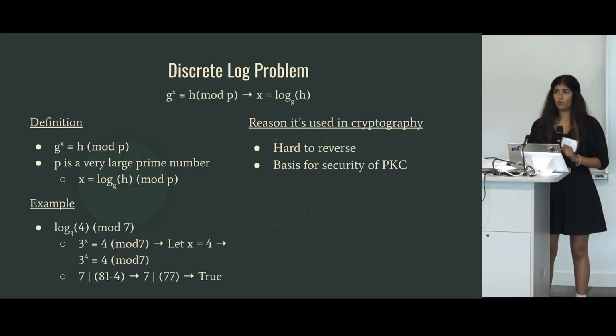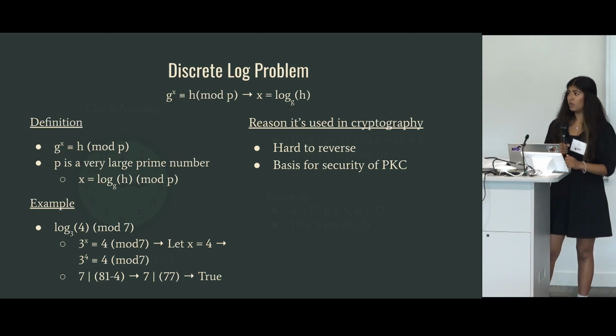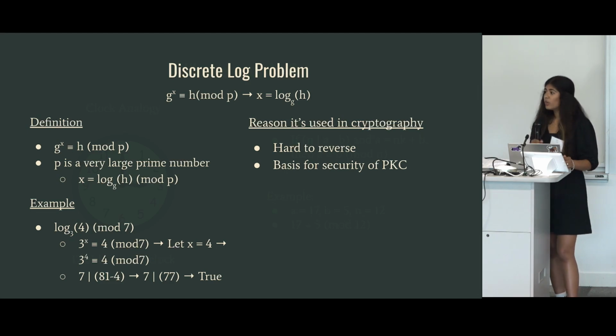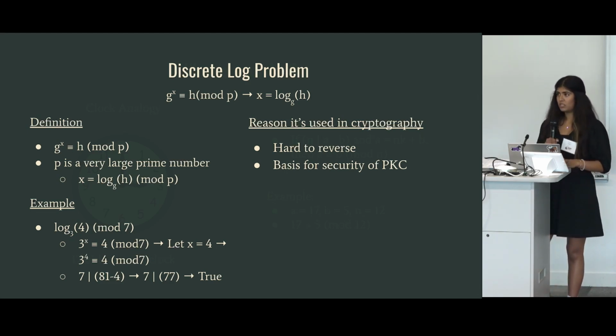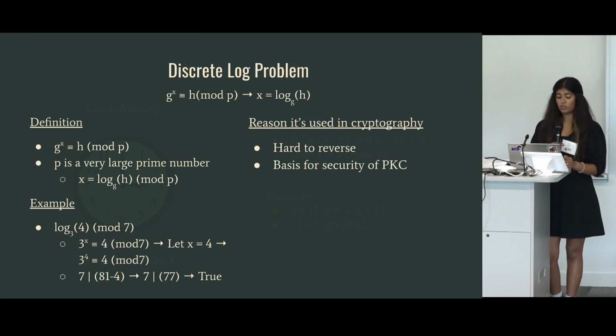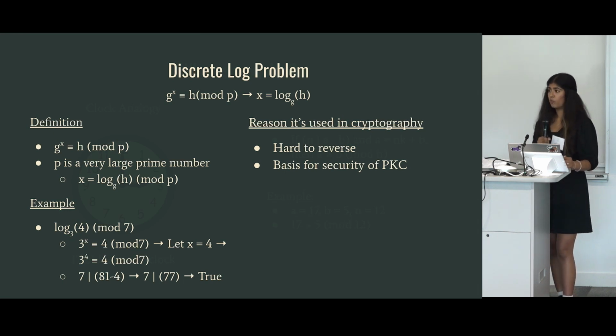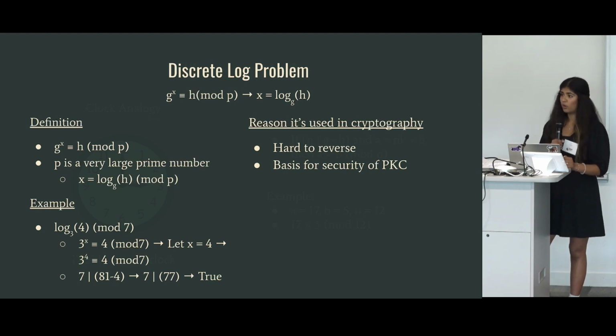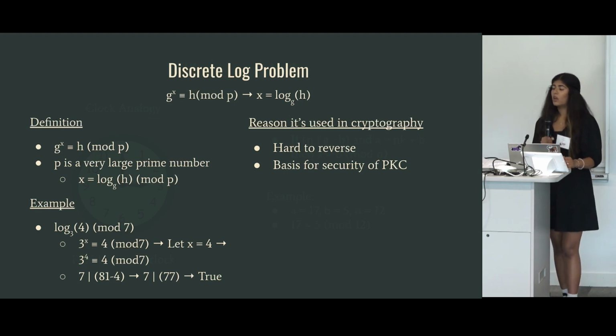So if we look at an example, we can find that log base 3 of 4 mod 7 can be written as 3 to the power of x, which is congruent to 4 mod 7. The only way to solve a discrete log problem right now is through brute force. And this example is in simple terms, but in real life, these numbers would be way larger. After brute forcing it, we find that if x equals 4, we can write 3 to the power of 4 is congruent to 4 mod 7. Further simplifying it using modular arithmetic to be 7 divides 81 minus 4, further simplifying it to be 7 divides 77, which is true.